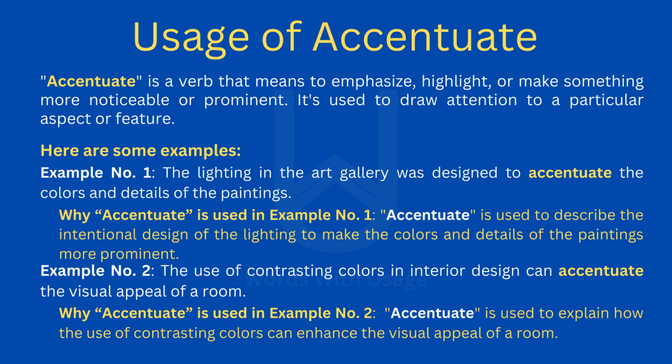Here are some examples. Example number 1. The lighting in the art gallery was designed to accentuate the colors and details of the paintings. Why accentuate is used in example number 1. Accentuate is used to describe the intentional design of the lighting to make the colors and details of the paintings more prominent.